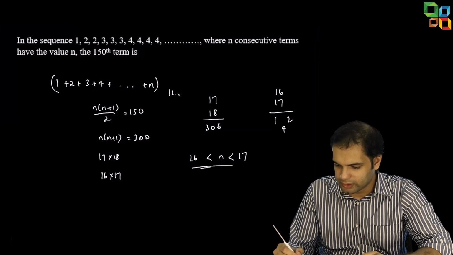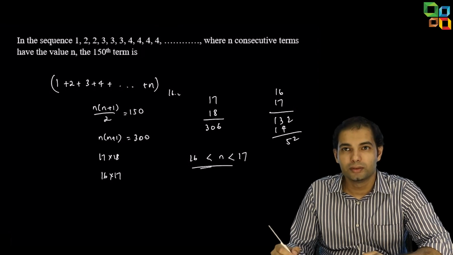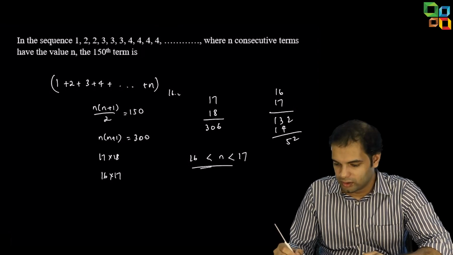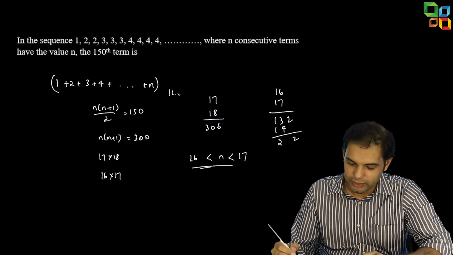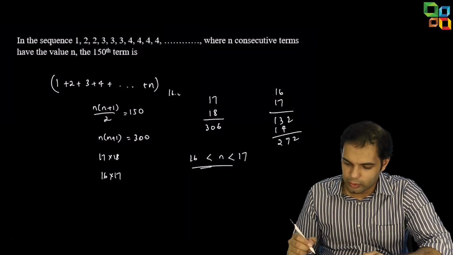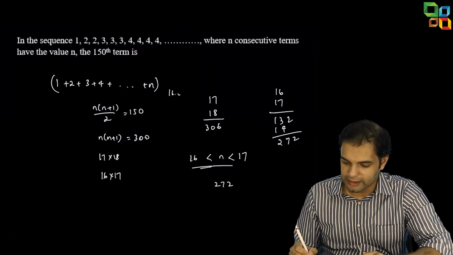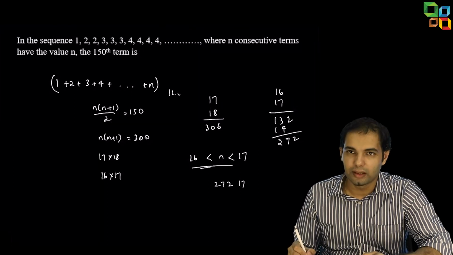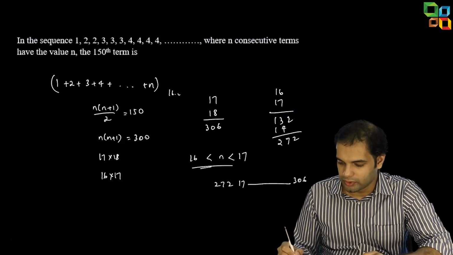This is 252. That's 270. Is it 252? 270. 272, sir. Oh, sorry. Okay, 3 plus 4. Yeah, 272. Now, look at this. We are saying that 270, it ends at... So if I use 16, that means 272, 16 ends here, and then 17 starts, right? 17 starts and goes up to where? Up to 306.